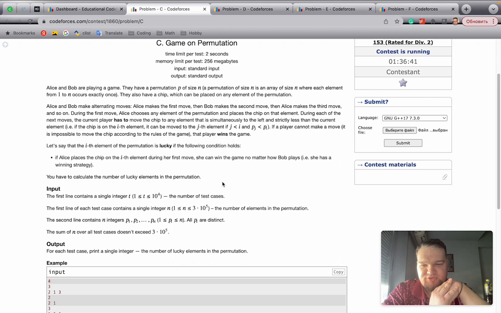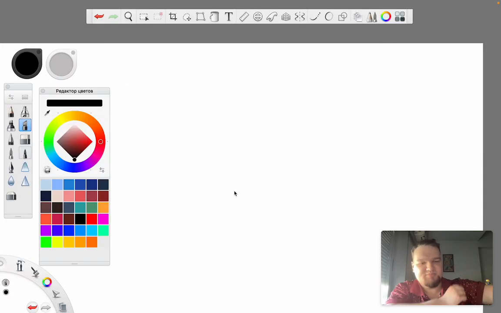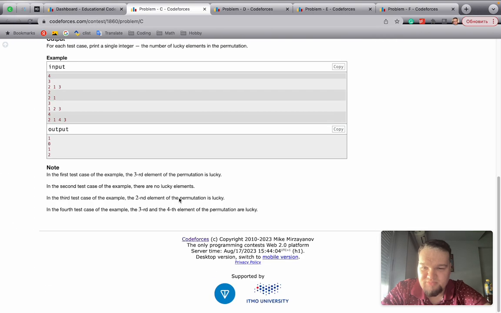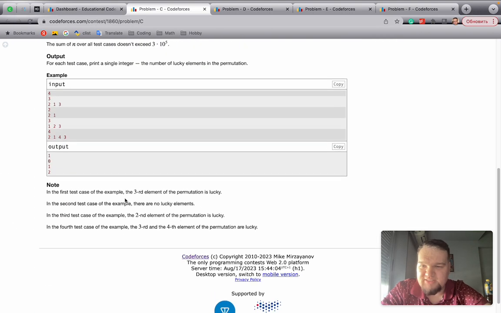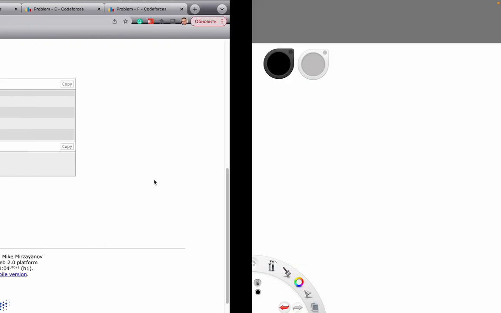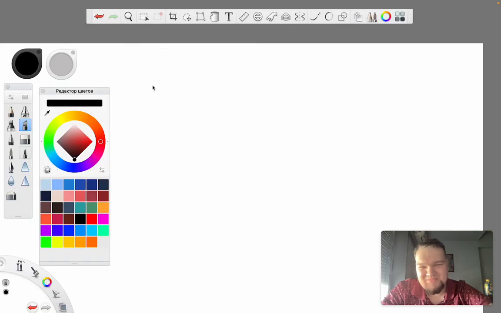For every position, we could just consider all the moves and build the graph on which they are moving the chip. For example, if we let's take some permutation from the sample. Why are they all so short? Okay, let's take some other permutation.